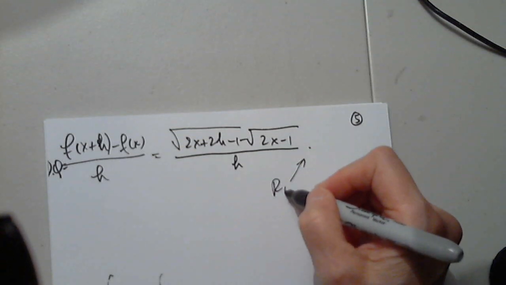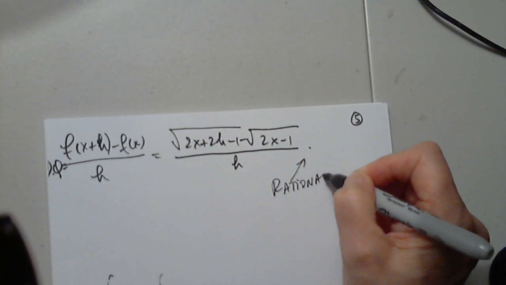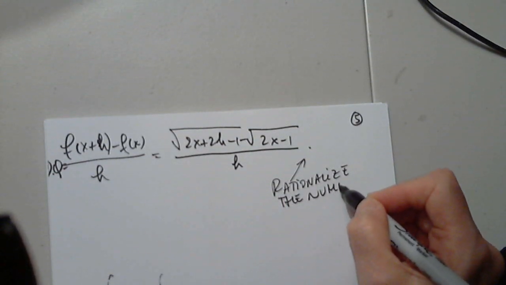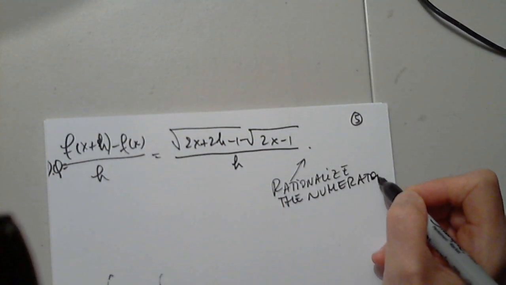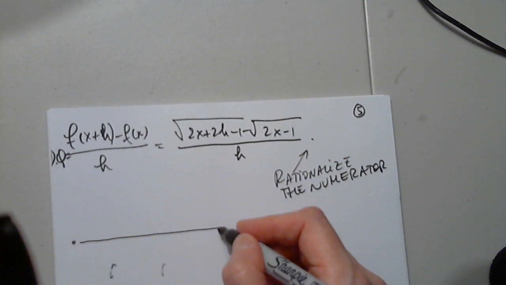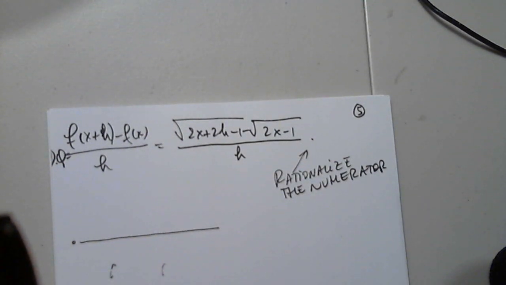called rationalizing the numerator. Does anyone remember the process of rationalizing numerator or denominator? What does it involve?